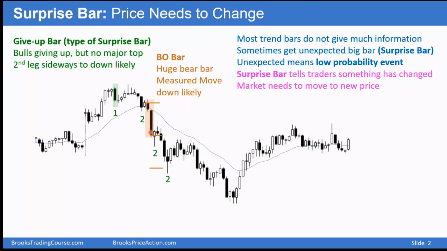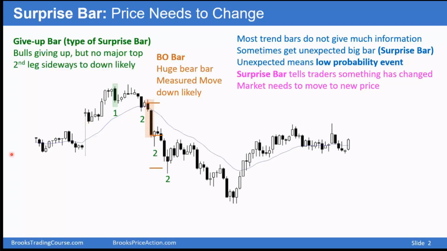Here we have another surprise, a pair of big bear bars occurring in a bull trend. And instead of a small second leg down, we're getting a bear breakout. This close is below the low of the past 20 bars or so, and it's below the low of the day. The market is probably going at least a little bit lower.